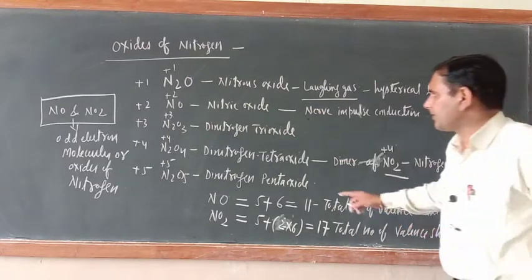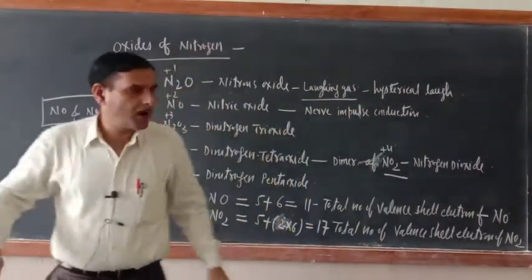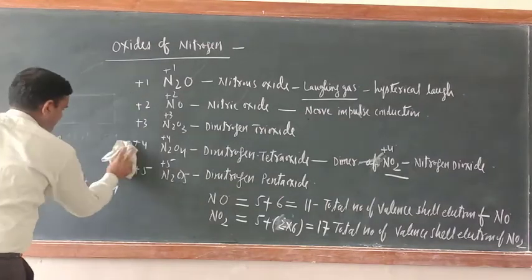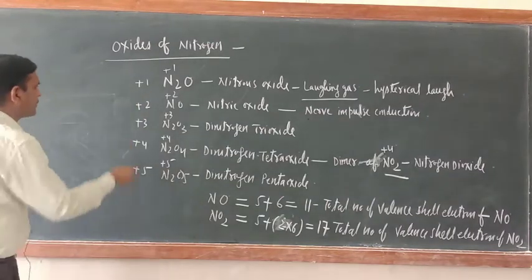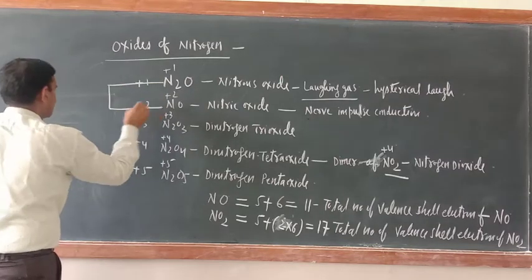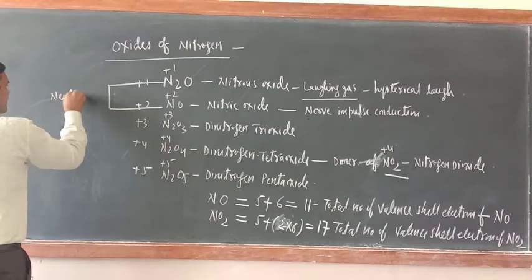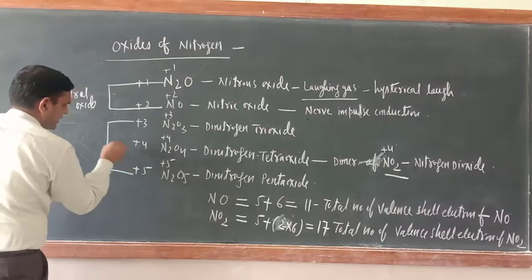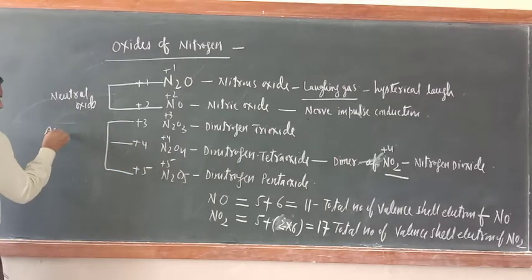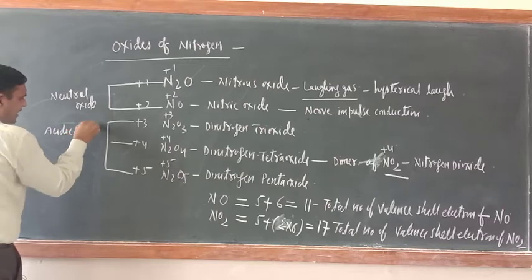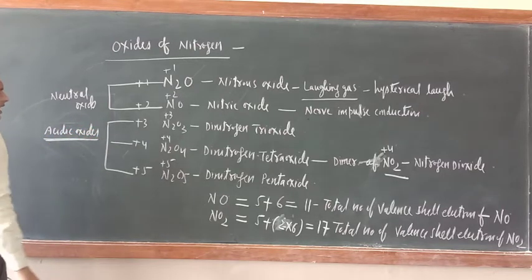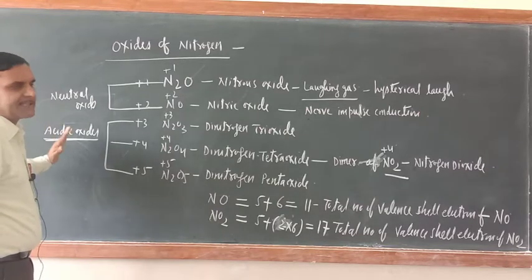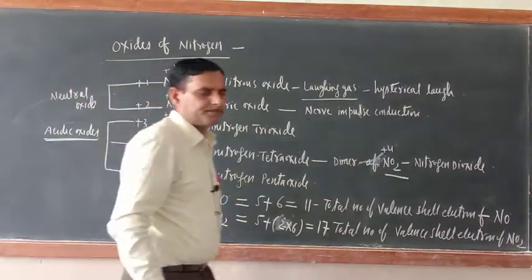One more thing, cadets, remember this: the first two are neutral oxides, this one and this one, neutral oxides. Remaining three, this and this, are acidic oxides. Why are they known as acidic oxides? Because they react with water and form acids. Already I told you. Okay.